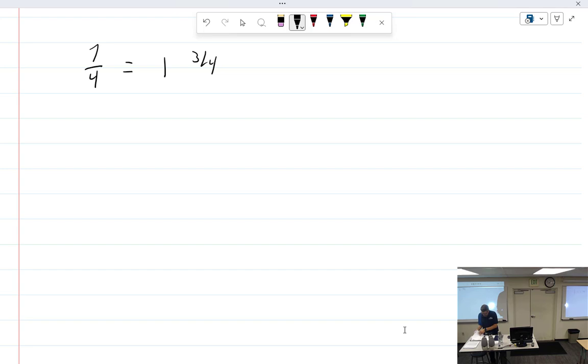Let's see. Converting fractions to decimals. Well, we already did that. Converting decimal to fraction. We can just make sure everybody's good for that one for a little bit.